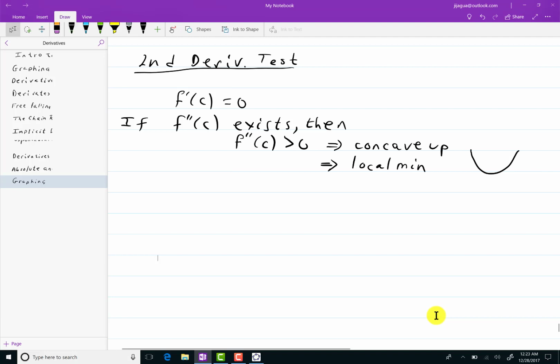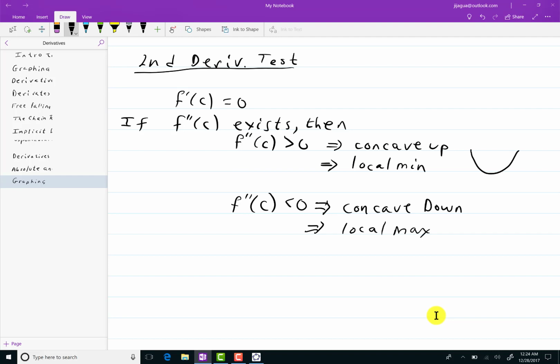And then if you have f double prime of c is less than 0, this is concave down. And that means you'll have a local max. Second derivative is very, very simple. So you'll have a local max, something like that.